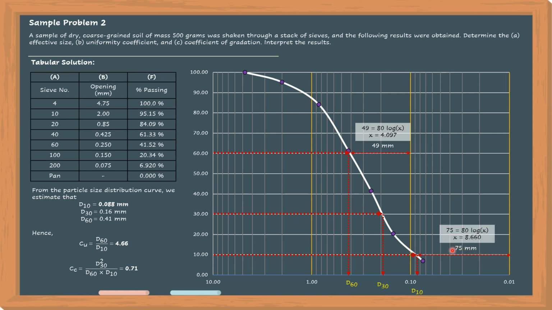So using that information, 75 is equal to 80 log of x. Shift solve for x, so x is equal to 8.66. So ang pag-count niya is 0.01. So yung 8.66 is equal to 0.0866. Pero ang ginamit ko is 0.088. Okay lang yan kasi malapit lang man ang 0.088 tsaka 0.087. Konti lang ang difference. Actually, sa particle size analysis, wala talaga tayong tinatawag na exact answer. Okay?